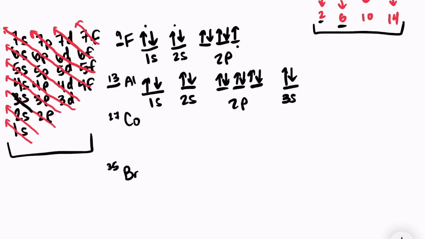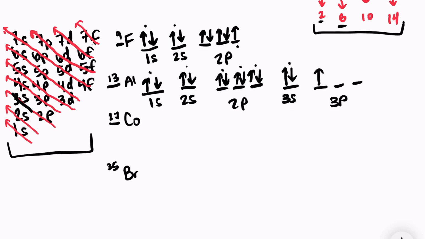And let's count. We have 2 plus 2 is 4, plus 2 is 6, plus 2 is 8, plus 2 is 10, 12. So we need to move into the 3p sublevel, but there's actually only 1 electron there. And that's it for aluminum.